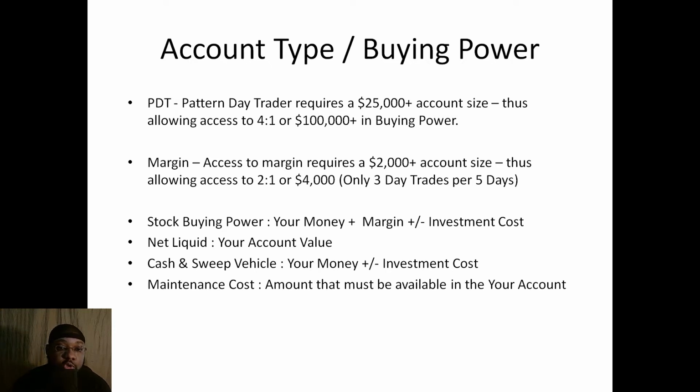You can do that as much as you want. You can buy Tuesday, sell Wednesday, buy Wednesday, sell Thursday, buy Thursday, sell Friday. So you can do that as well. There are always ways around it. But yeah, so pattern day trading account, 25,000 plus. Margin account, you need at least 2,000.